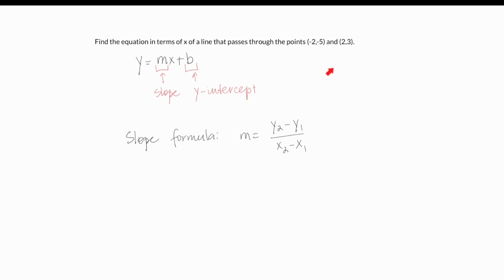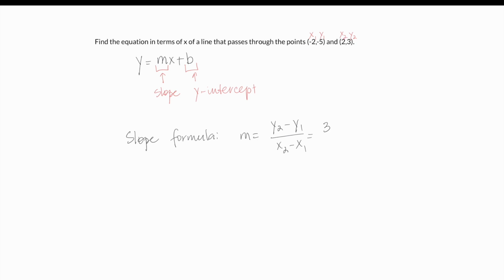are the y's of each of the points. So -5 will be your y1, that's the y of the first point, and 3 is y2, that's the y of the second point. And then these x2 and x1, those are the x coordinates of each point. So you got the -2, which is your x1, and 2 is your x2. So we are going to plug those numbers into the formula.